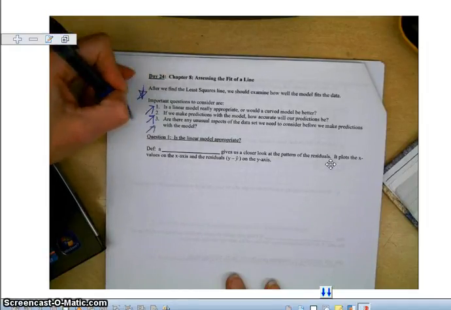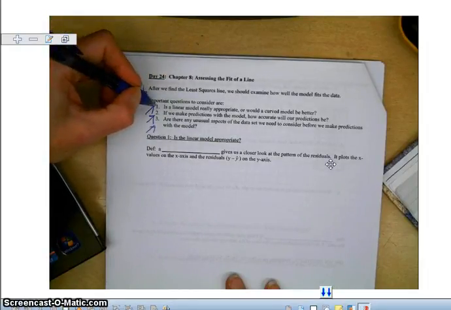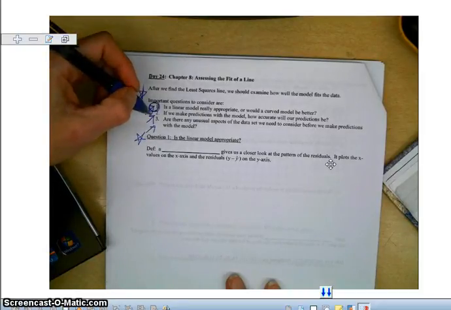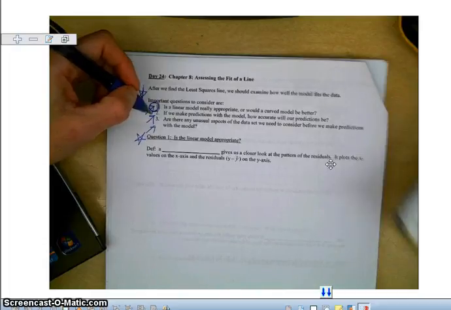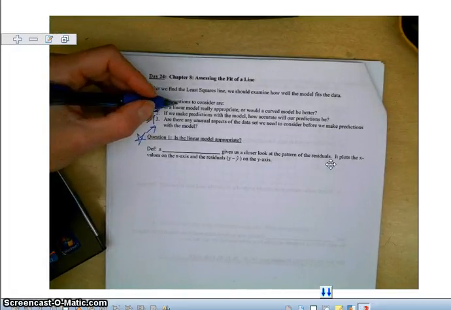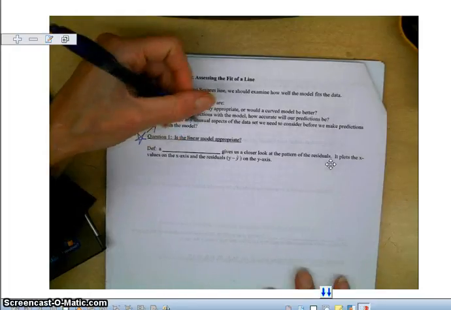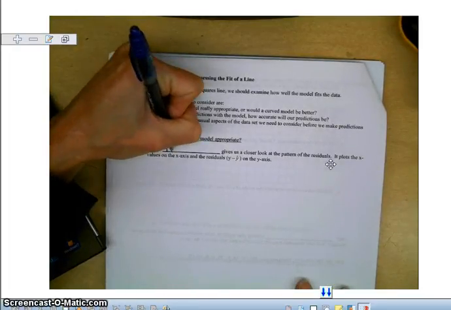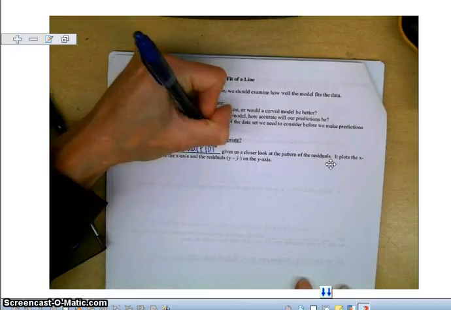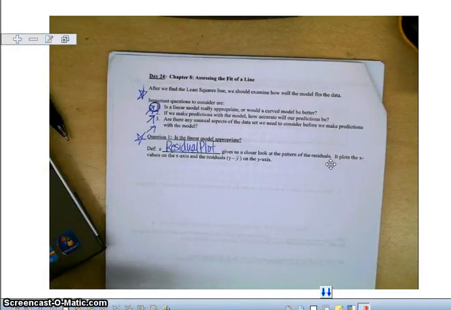So what we're really going to address today is question 1. Well, we'll probably address all of these. Question 1, first of all, is a linear model appropriate, or should we use a line for the data? The correct answer is we can only decide that if we use a residual plot. A residual plot gives us a closer look at the pattern of the residuals.